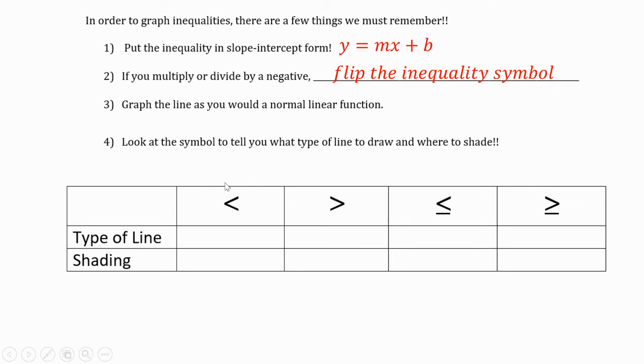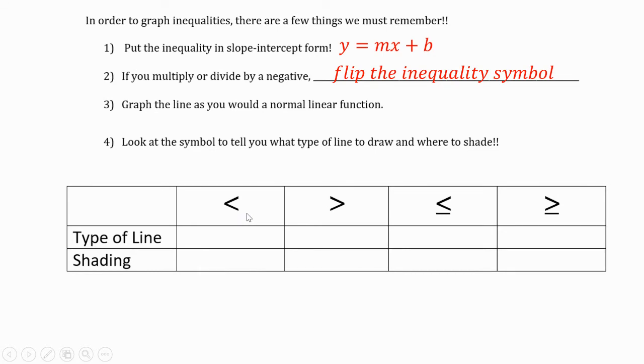The first symbol we have here is less than. Now, if you don't know the difference between less than and greater than, the easiest way to remember is which one looks like an L. Does this look more like an L, or does this look more like an L? This is less than. It looks like an L if you were to turn it just a little bit.